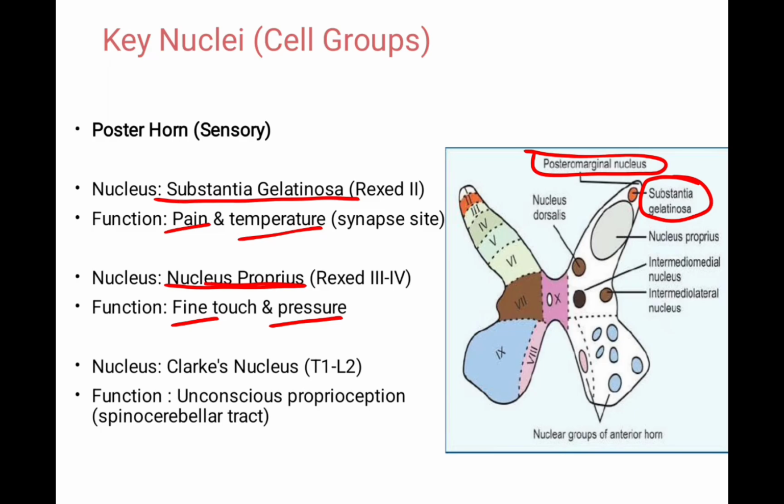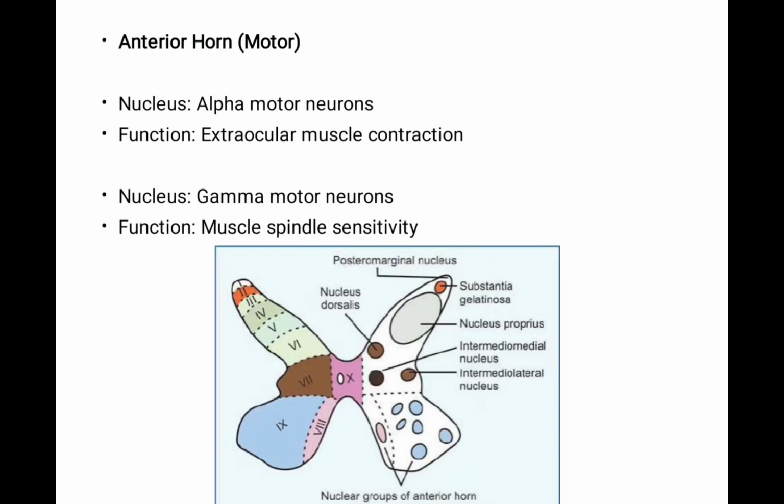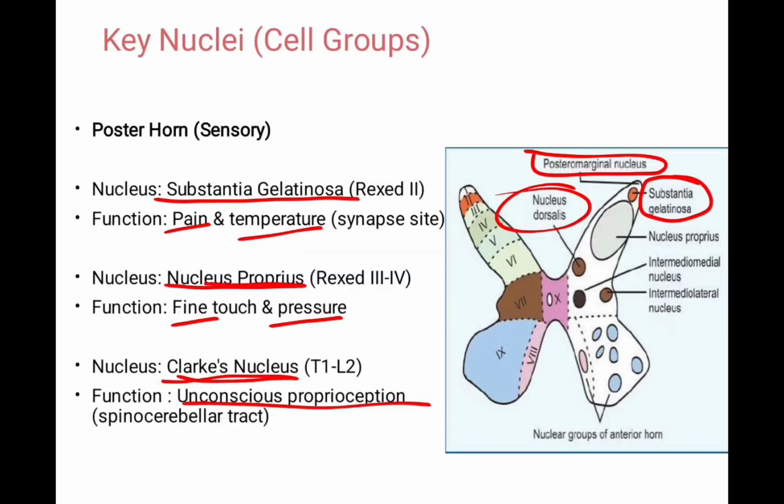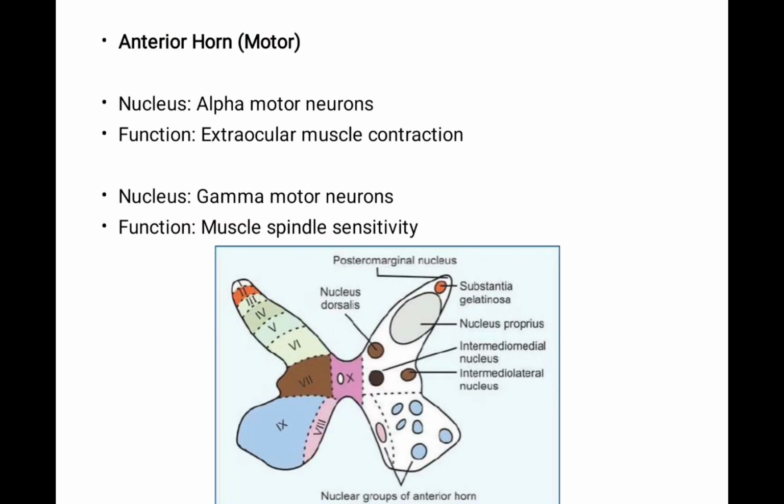We have Clarke's nucleus. Some sources call it the nucleus dorsalis of Clarke. It's responsible for unconscious proprioception. So, we already finished with the posterior horn, and we are going to the anterior horn of the spinal cord. We have the alpha motor neurons as well as the gamma motor neurons.